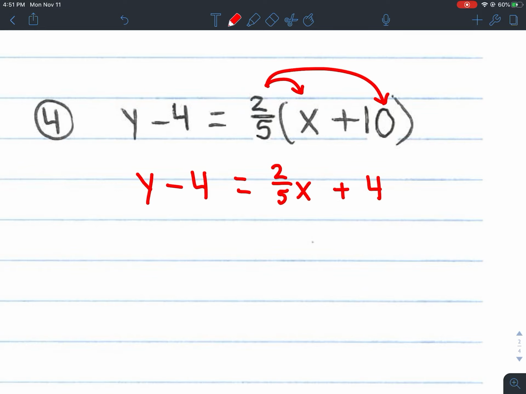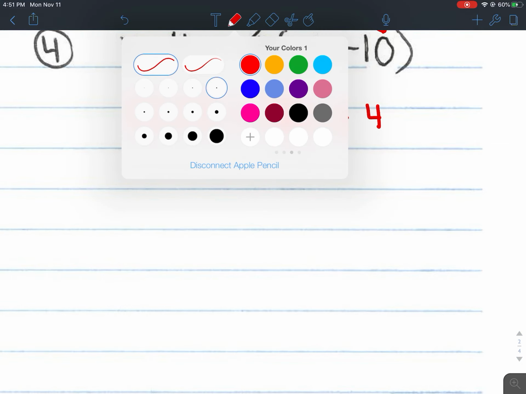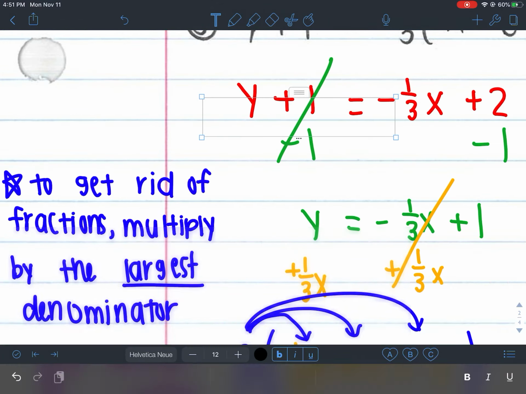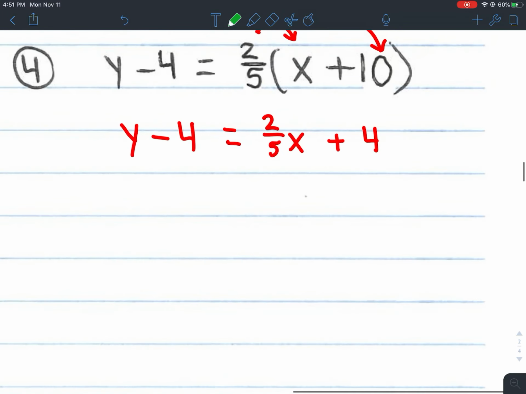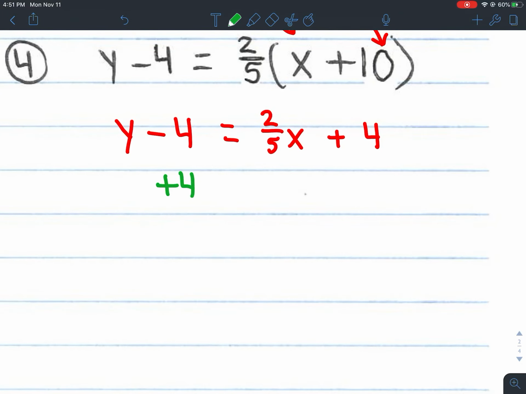Let me double check. Let me get my calculator. 2/5 times 10. I would hate to do mental math wrong and then the whole thing's wrong. All right, the next step here, we want to go ahead and get y by itself, just like in the last problem. So here we're going to add 4 to both sides. And remember, you want to add to like terms. Y equals 2/5 x plus 8.